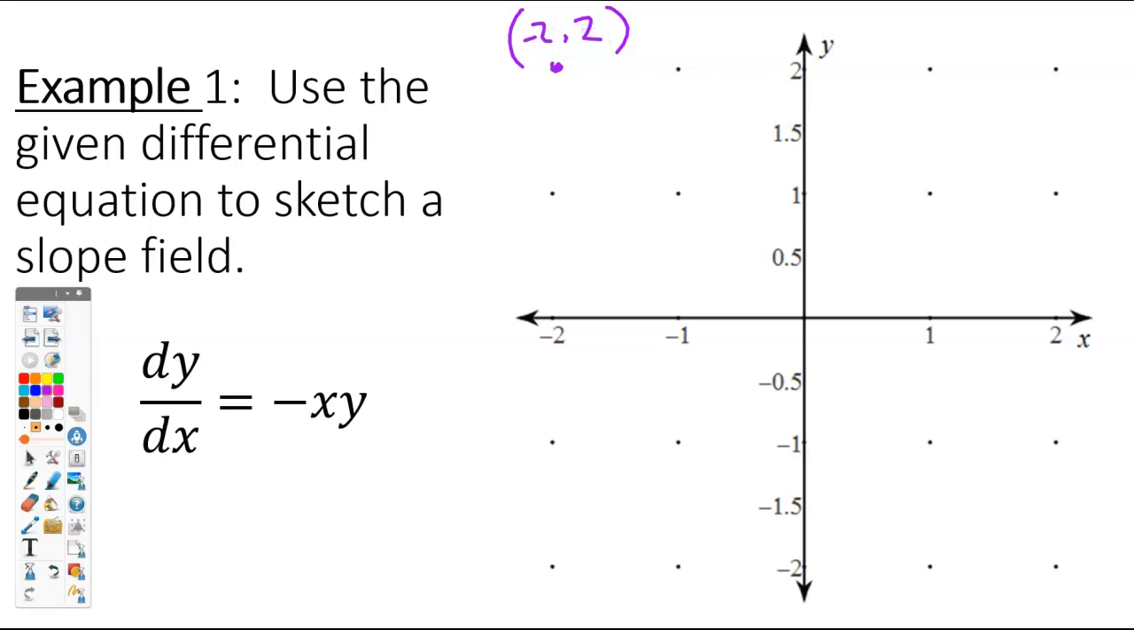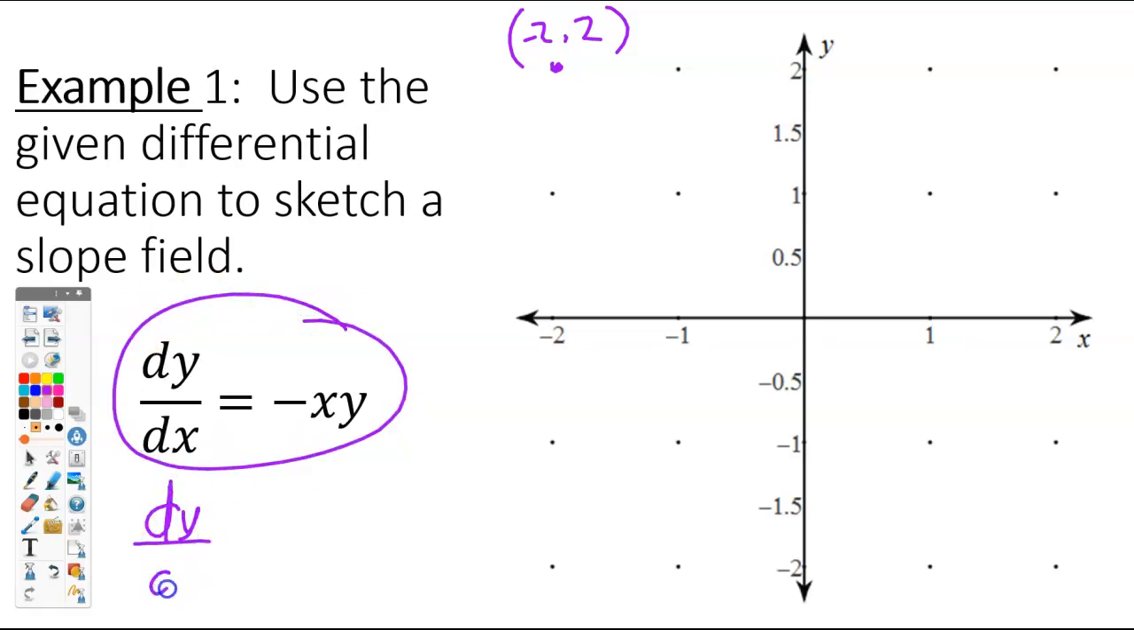So if I want to find my slope at that point, I'm going to plug it into my differential equation. So dy/dx = -x - y. I'm going to plug in the x value that I have up there for that point, and I'm going to plug in the y value that I have for that point. And you'll notice that the negatives cancel, and you're left with 4. So I have a slope of 4.